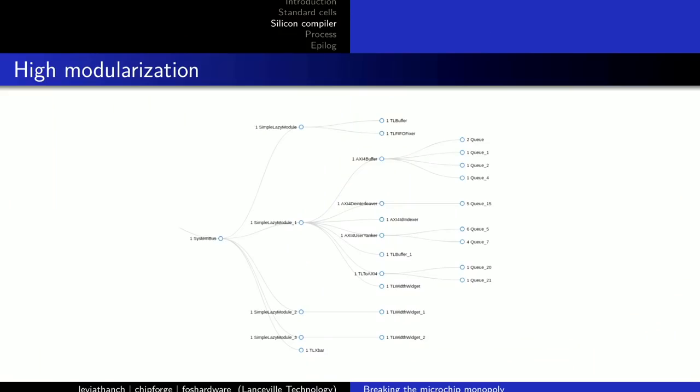Okay, so this is a part of the Rocket Chip. The system bus is one component of a very modular chip, Rocket Chip. And as you can see, it is composed of several simple lazy modules, and those simple modules are again composed of other components, and then you have a lot of queues, and the number on the left says how many times it's been used. For example, Q15 is used 5 times in the AXI4 deinterleaver. And this is only the explicit hierarchy that is declared by the developer. Okay.